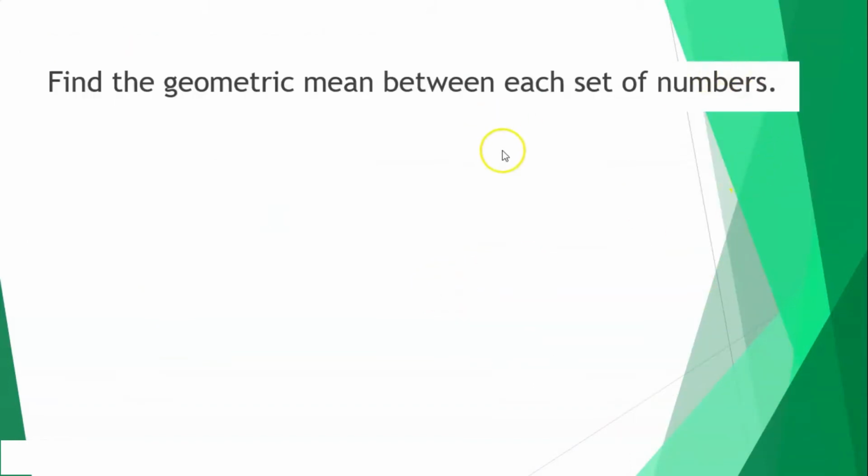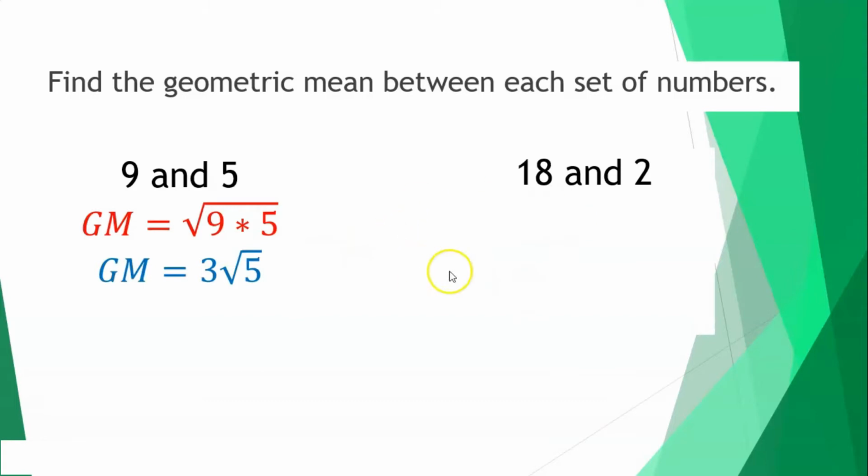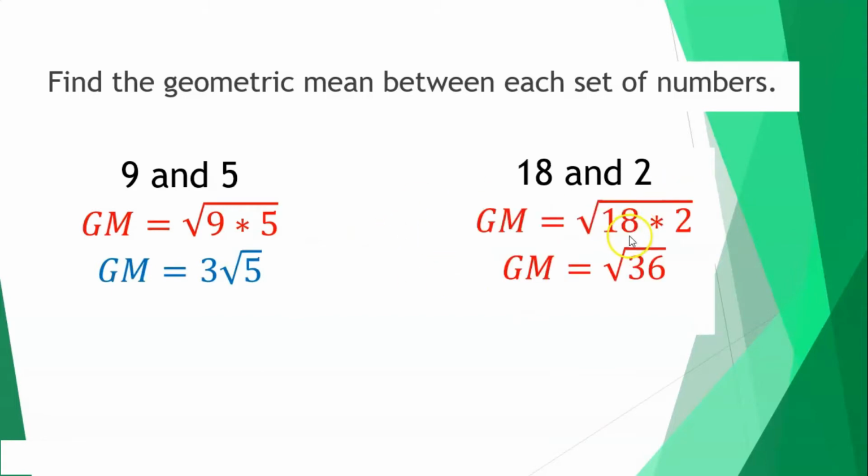Okay, now given this example, find the geometric mean between each set of numbers. So we have here 9 and 5. That would be the square root of 45, or that would be 3 square root of 5. Another, for 18 and 32, multiplying them, we'll get 576, get the root, so that would be 24.